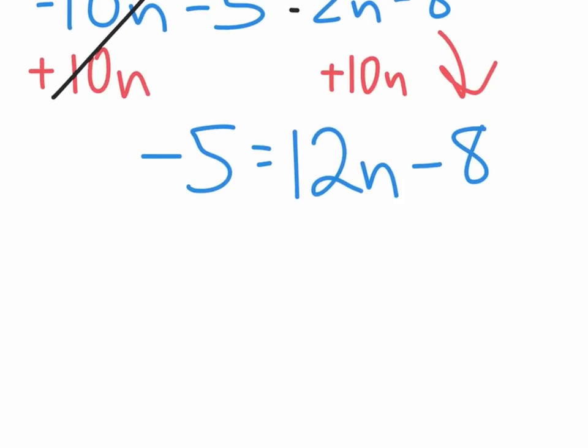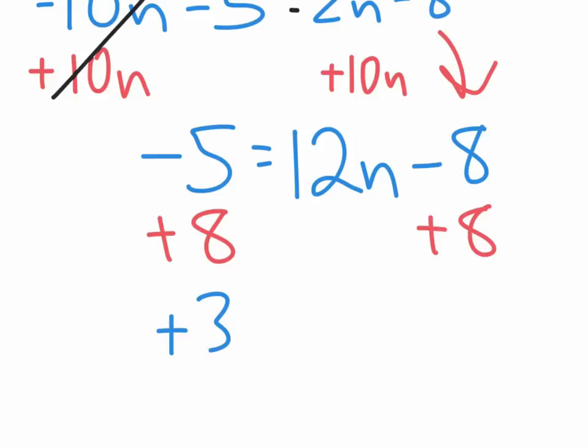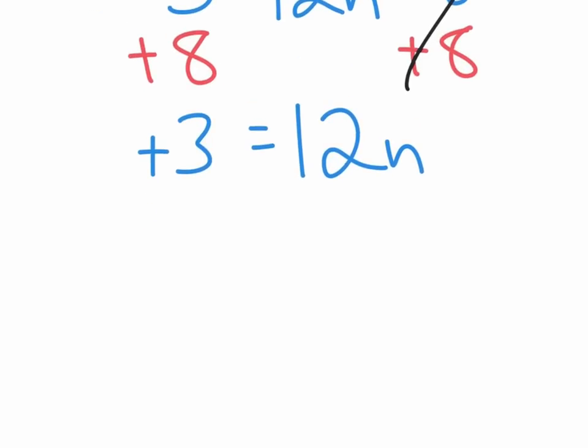And then what do we do? Let's, again, apply the inverse operation. Let's add 8 to both sides. And when we do that, negative 5 plus 8 is going to give us positive 3 equals 12n. Right, these cancel out. And we're almost done. We know that our objective is to determine the value of n. And so we're super close.